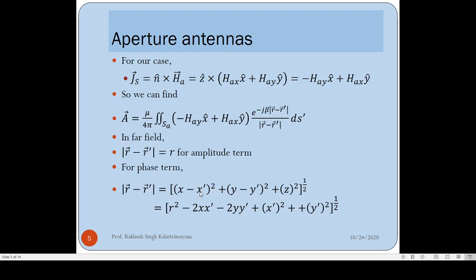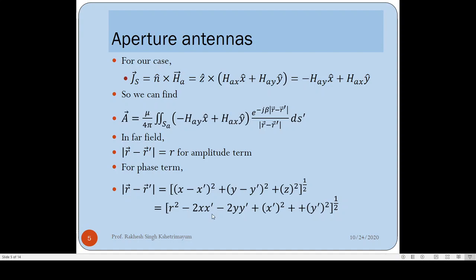So now you can just expand this, a minus b whole square, rearrange the terms. Then what you have is x dash square, y dash square, z dash square. Here z dash is 0, so x dash square plus y dash square. What is x square plus y square plus z square? That is r square. So r square minus 2x x dash minus 2y y dash plus this term here. So this is the expansion of a minus b whole square. You combine the terms x square plus y square plus z square, you get r square. So this is the expression you have for the distance between the source and observation point.